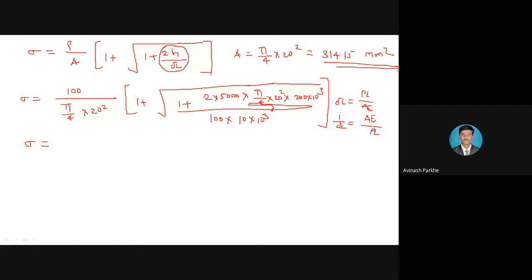So how much stress is induced? 252.63 Newton per mm square. 252.63, correct. 252.63 Newton per mm square.